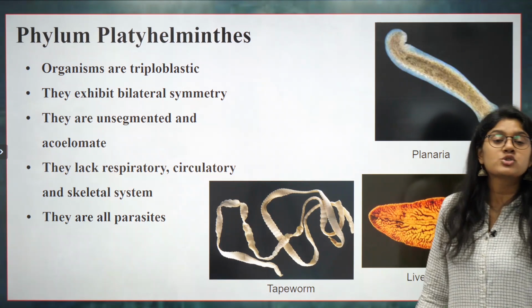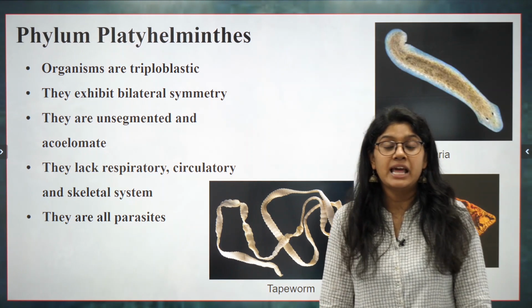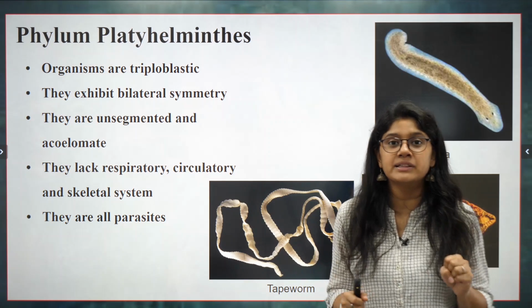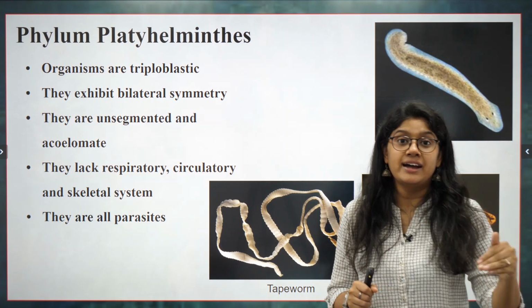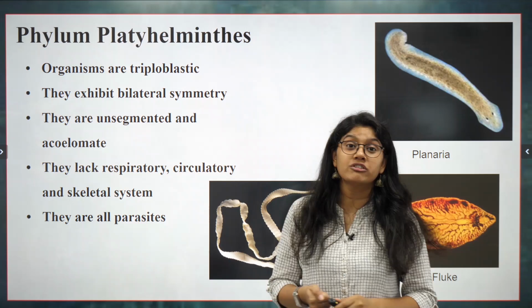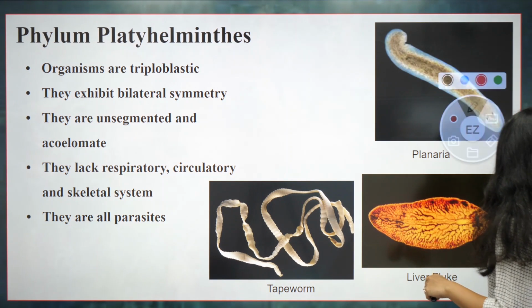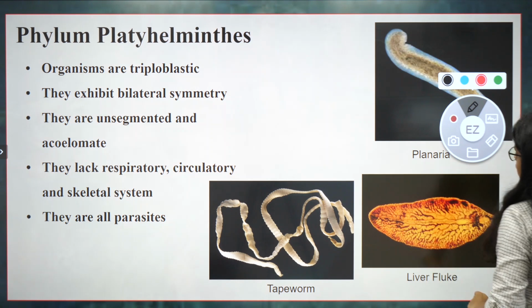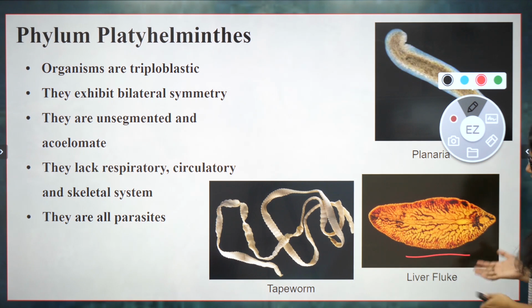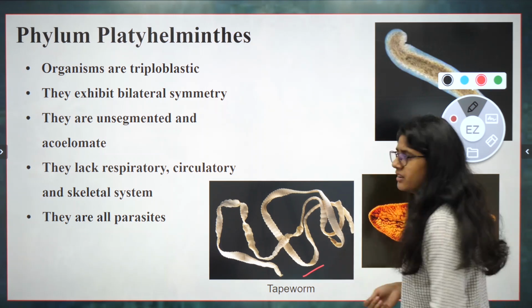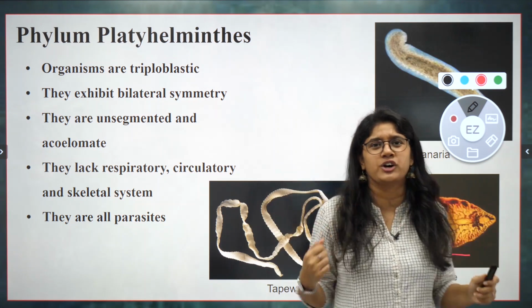Now this phylum is all about the Platyhelminthes. Platy means flat. This has a lot of flatworms. Can you see over here? Tapeworm. See, planaria over here. Liver fluke. They are very flat, and the tapeworm too. They are very flat-like structures.